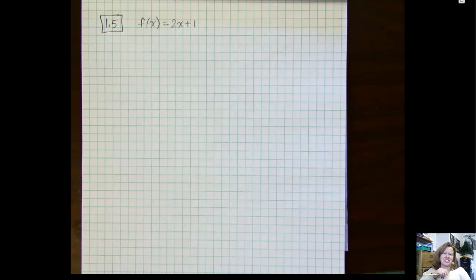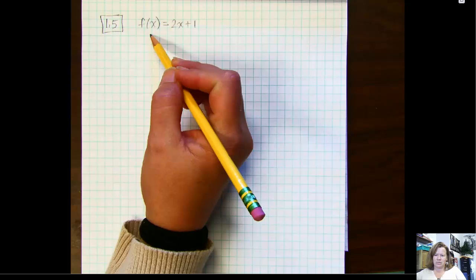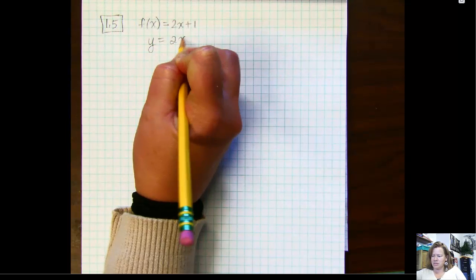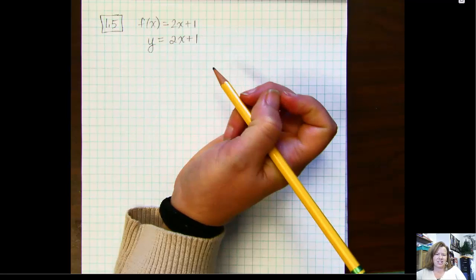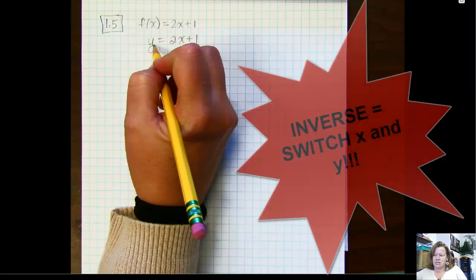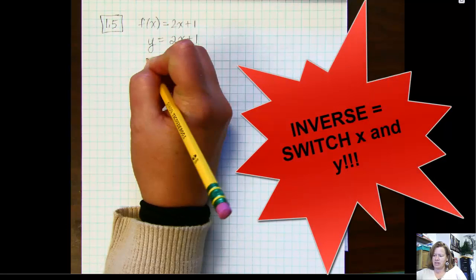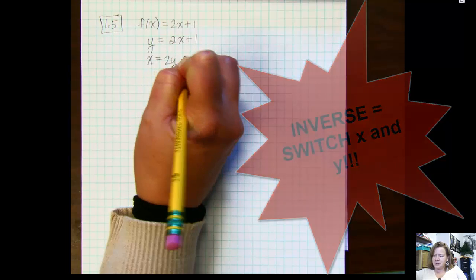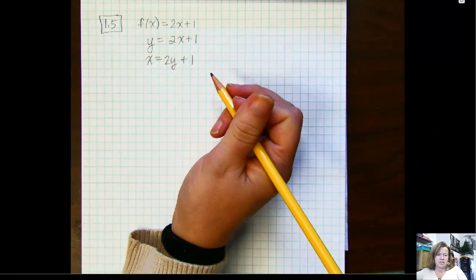Okay, so to find the inverse of f of x equals 2x plus 1, we'll just talk through the steps. The first step is to replace function notation with y. So I'm going to rename this y equals 2x plus 1. Sometimes you'll already have y and you won't need to do that. Then you're going to switch x and y because it's an inverse. So I'm going to replace y with x, and I'm going to replace x with y. And then we're going to solve for y.